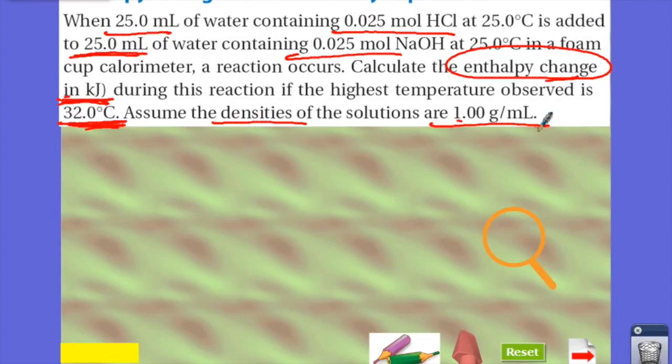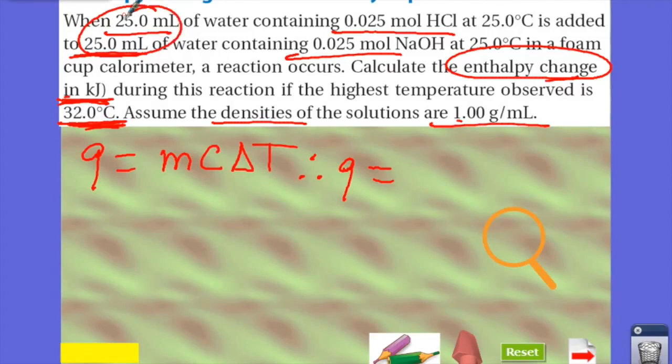They ask for enthalpy change, delta H. So I'm going to solve for Q. Remember our formula? Q equals MCAT: mass times specific heat times change in temperature. Therefore, Q, that's the heat, equals the mass. What is the mass? We have the total volume. We are adding 2 different things. It is 50 ml. This is the volume. But they gave me the density, which is 1 gram per milliliter. So the mass is 50 grams.